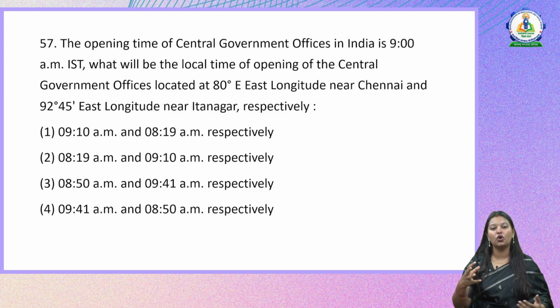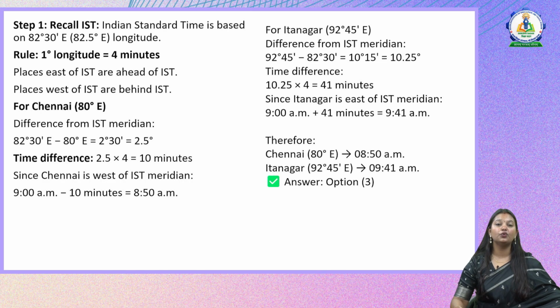So this is a particular concept of geography. It is talking about the longitudes and also directions and time. So let us see how we can solve this particular question. First we need to recall the concept of Indian Standard Time and the rule of longitude. The Indian Standard Time is based on 82 degrees and 30 minutes or 82.5 degrees east longitude, and the rule of 1 degree longitude is 4 minutes. So the places east of Indian Standard Time are ahead of IST and the places west are behind the IST.